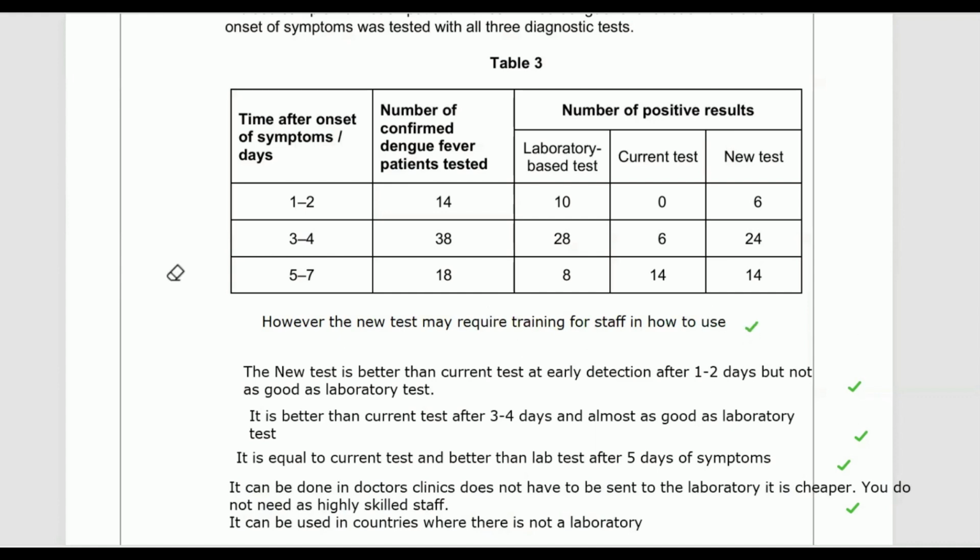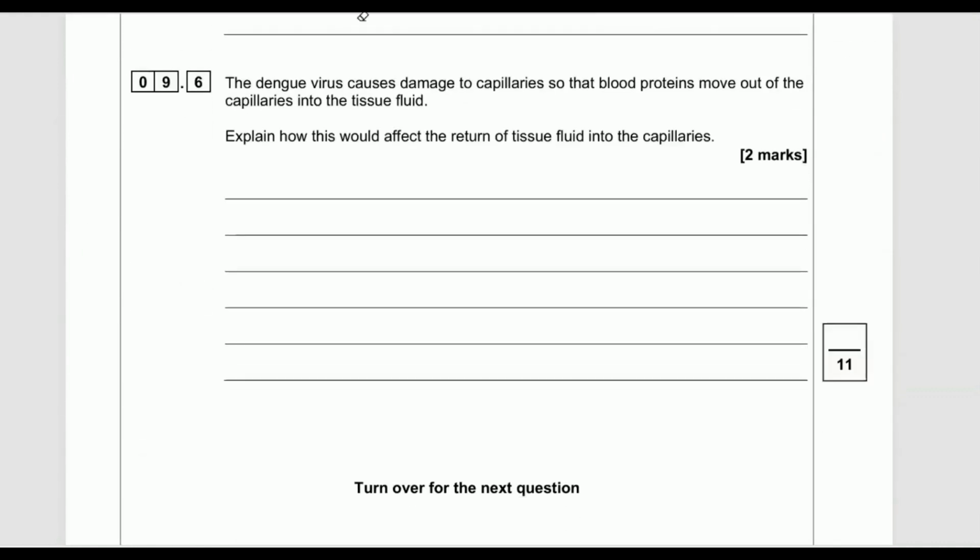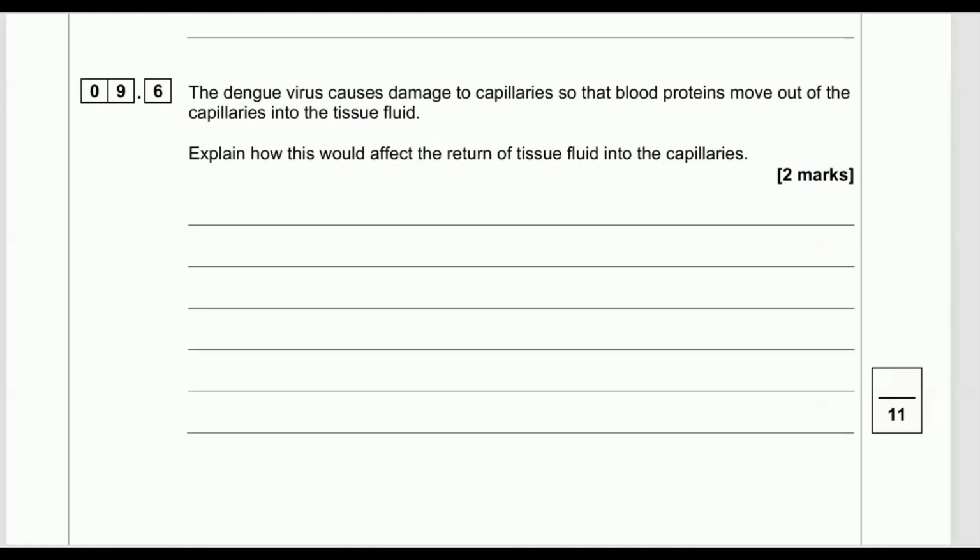Right, let's move on. So we are on to 9.6. The dengue virus causes damage to capillaries so that blood proteins move out of the capillaries into the tissue fluid. Explain how this would affect the return of tissue fluid into the capillaries.